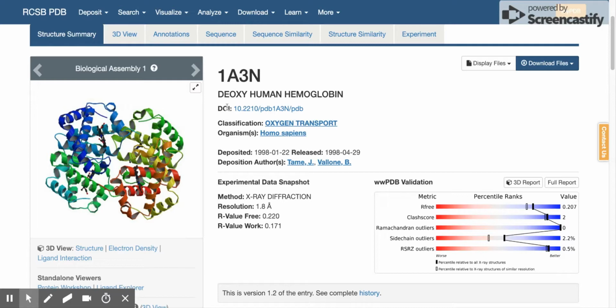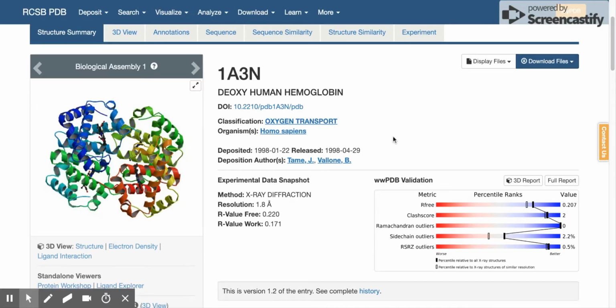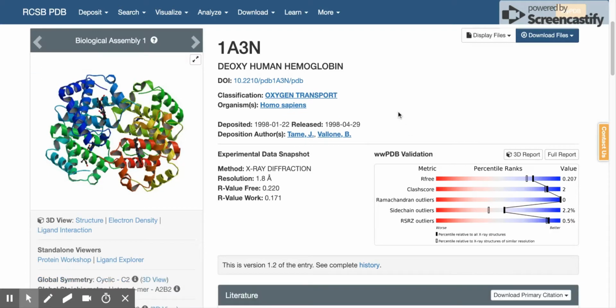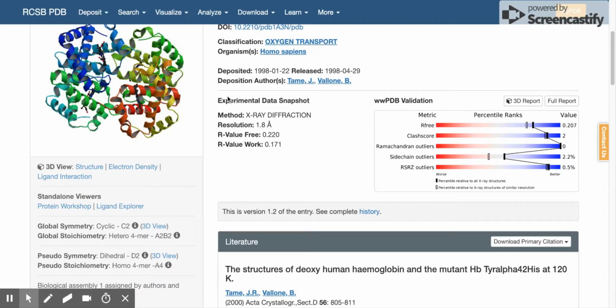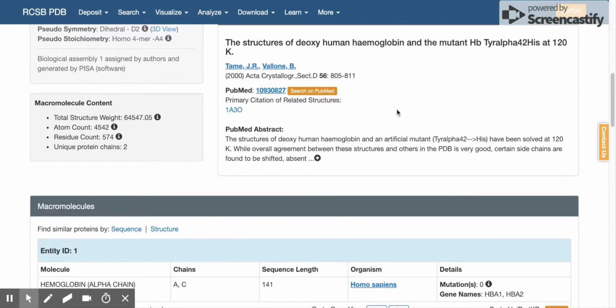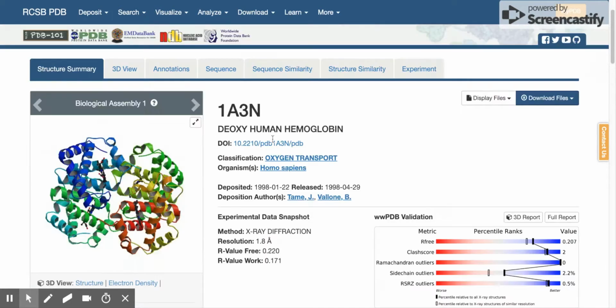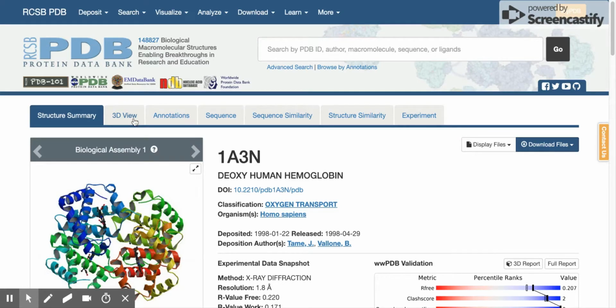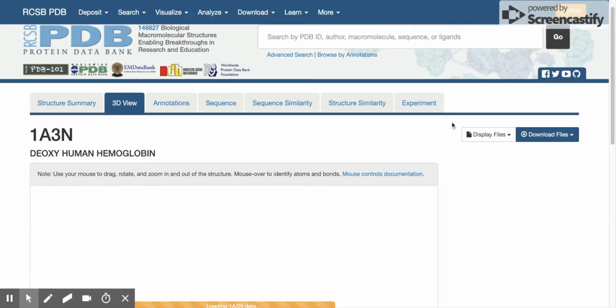You also, on this main page, get a lot of information in general. For example, you get the DOI for the original paper, you get the classification and organism, along with the authors and researchers. In addition, you get the experimental data of how it was validated and such, along with a link to the paper through PubMed. One of my favorite features of the PDB is this 3D view.